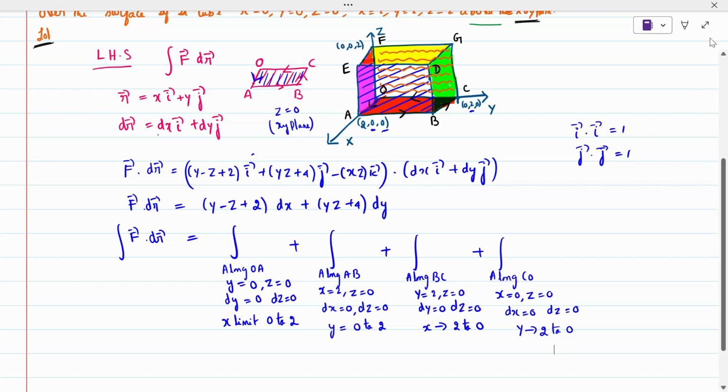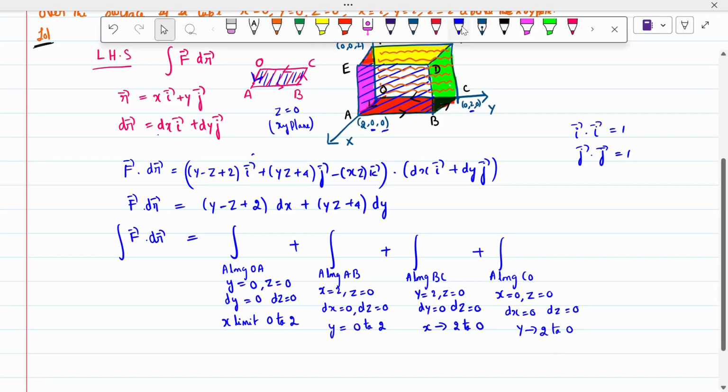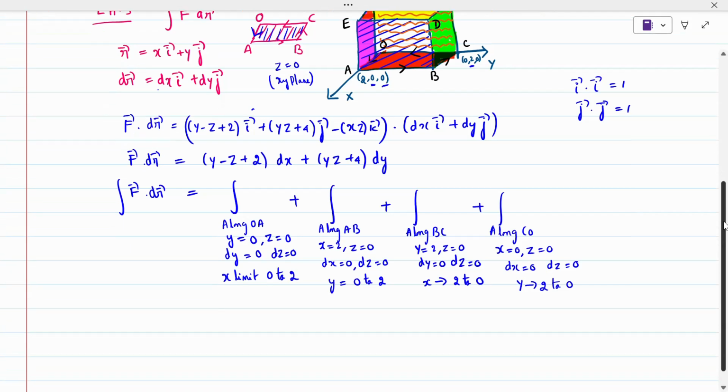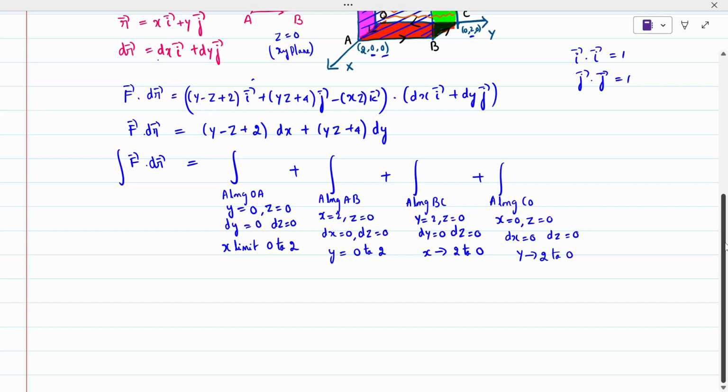I will integrate it. I'll do it in a single line. If you get confused, you have to do it separately. So now for the single integral, what is the limit? 0 to 2. Substitute all this in the given question, F into dr. In this, when I substitute, y is 0, so I'll be getting only 2 into dx. In this, dy is 0, so it is fully 0. So I will be getting 2 into dx.